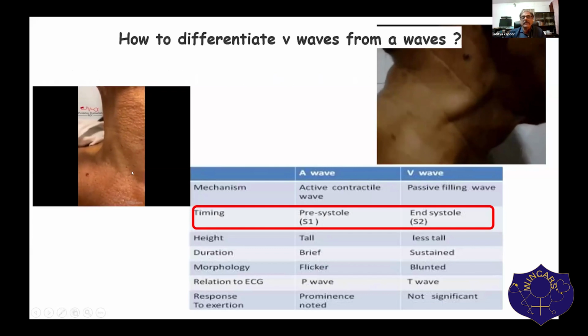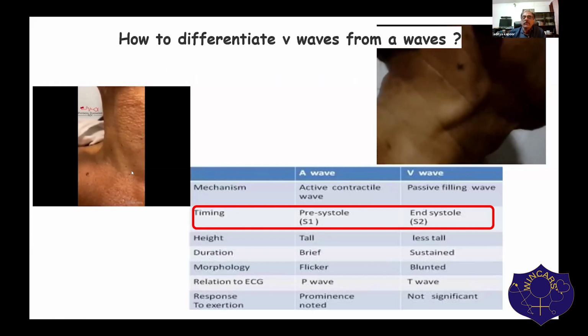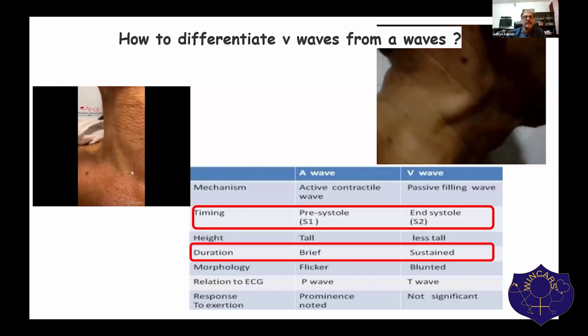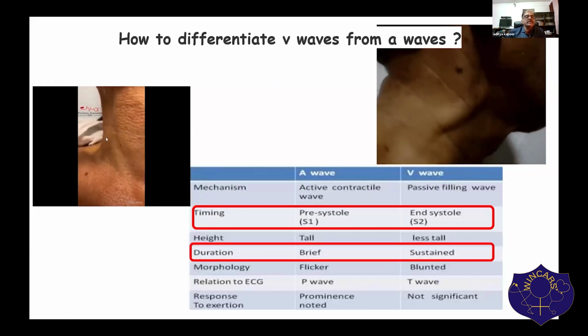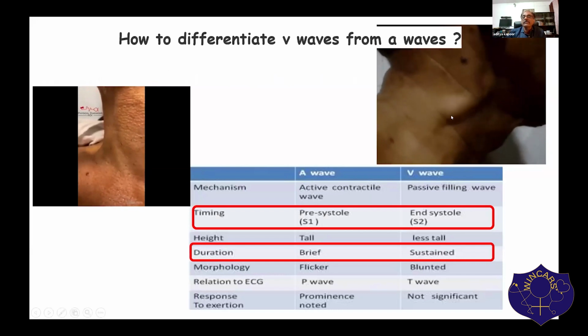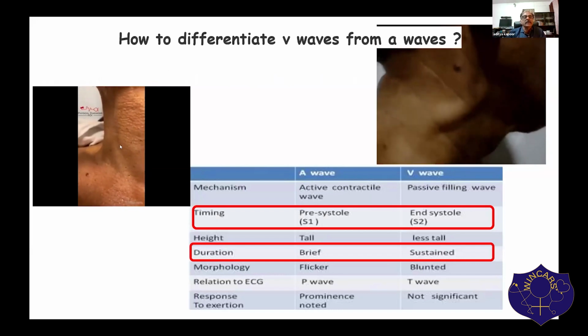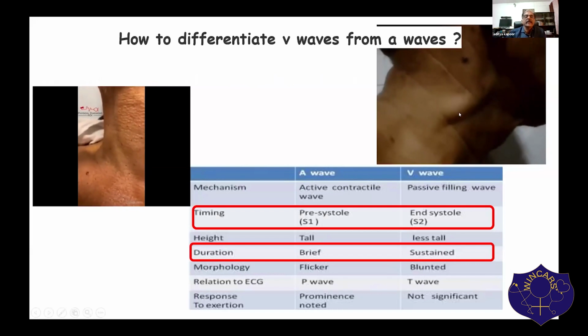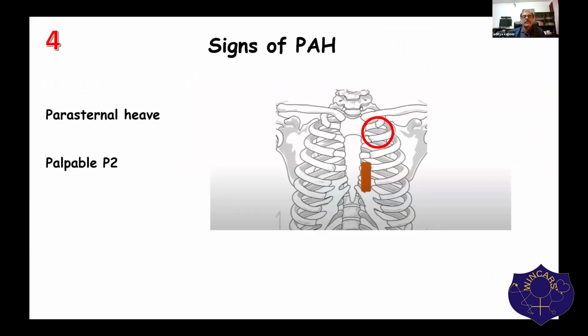So we all know timing pre-systolic is A, V is end systolic, but again we were all taught, and it's a great clinical sign, that duration of A wave is just like a flicker. It just flickers and goes away, while V wave is more sustained. So remember this point: flicker, sustained, A and V. Signs of pulmonary artery hypertension.